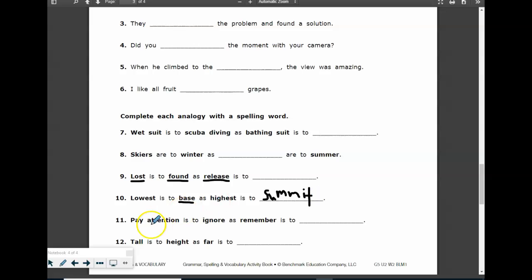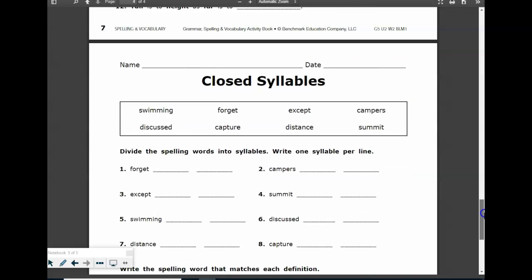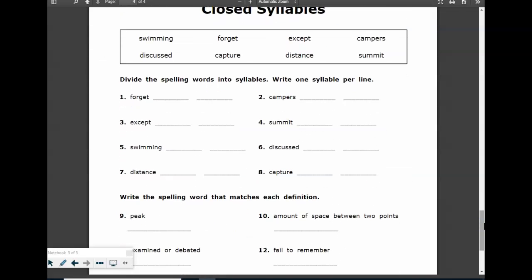Excuse my handwriting. All right, I'm going to let you finish this up, and let's take a look at the second page just in case I assigned this one instead. So we're going to divide these spelling words into syllables. You're going to write one syllable per line. So when you're breaking these, the easiest way to do it is you're looking for the two consonants when they're side by side like this. Forget. Just draw a line through it and write for, get.